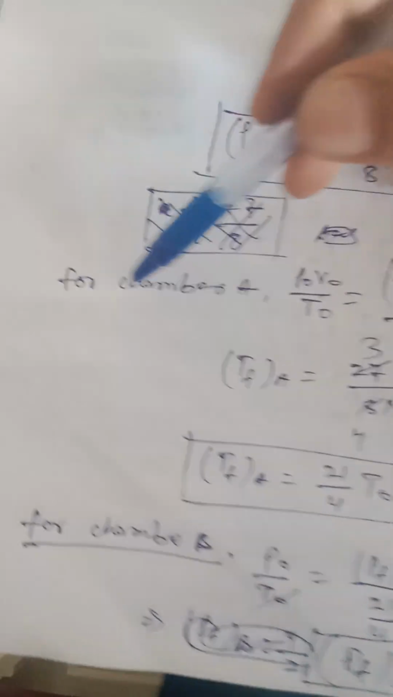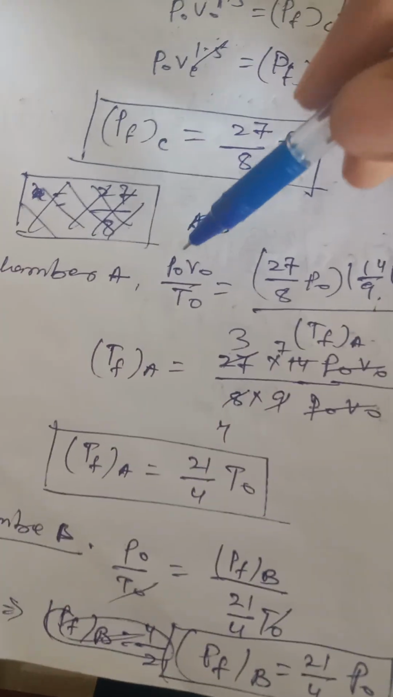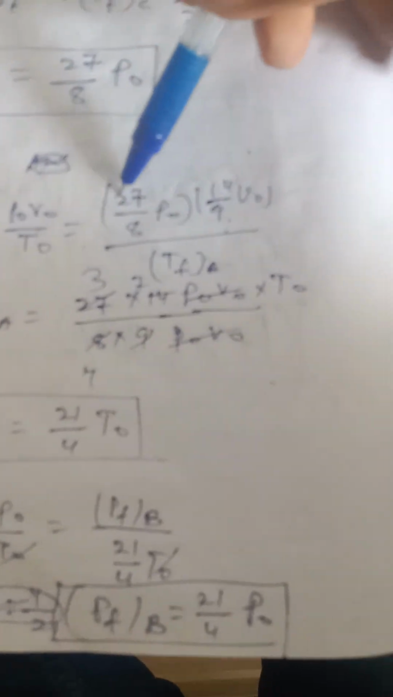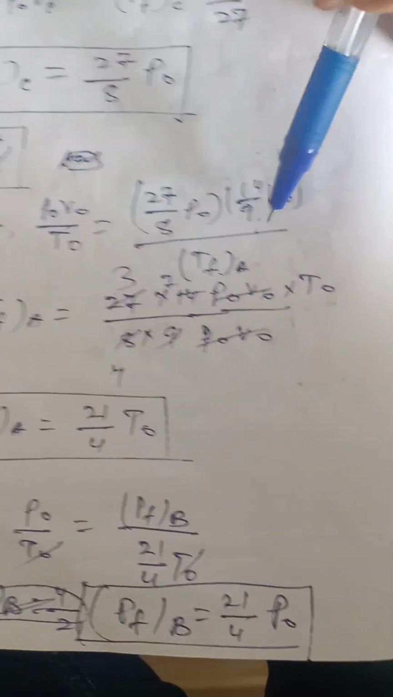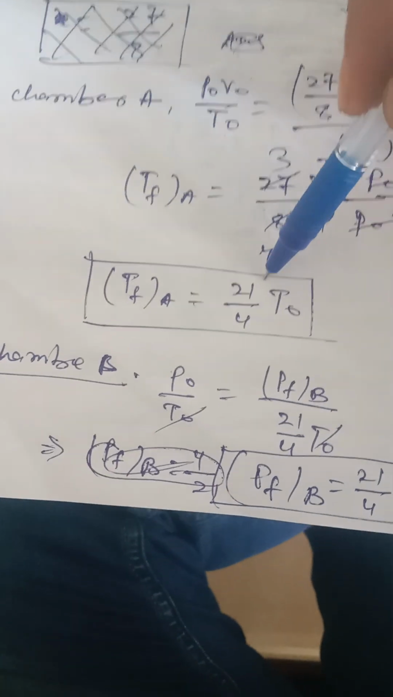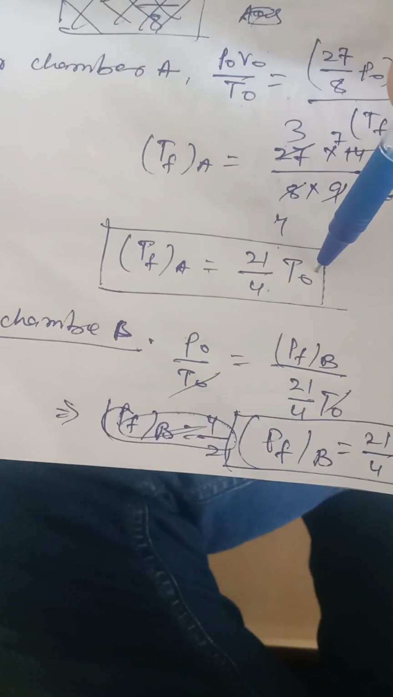For chamber A, what can we write? PV by T is always constant. So P naught V naught by T naught equals a constant. So we can write for the final state 27 P naught by 8 like this, and solve here. T final of A equals 21 by 4 T naught.